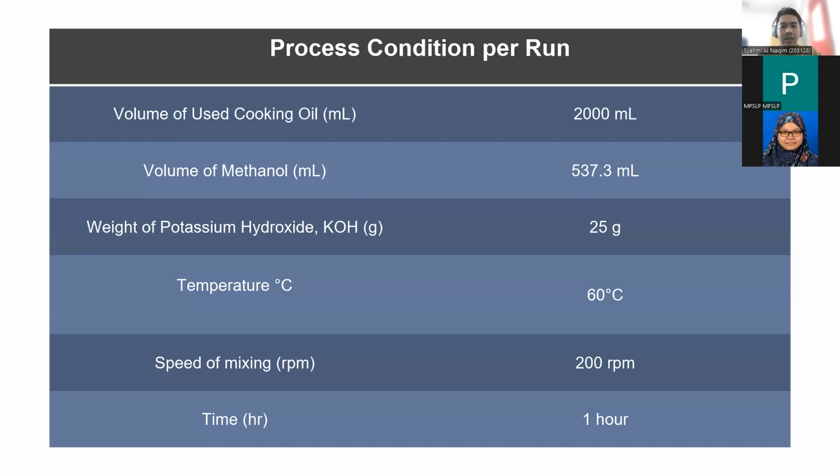Okay, this is the condition for the biodiesel preparation. The volume I use for the used cooking oil is 200 ml, and the volume of the methanol is 537.3 ml, and the weight of catalyst potassium hydroxide is 25 gram, and the temperature that I control is 60 degrees Celsius. The speed of mixing of the batch reactor is 200 RPM, and the time for the process is 1 hour. So this is the condition per run, and I have 50 runs to produce the biodiesel.